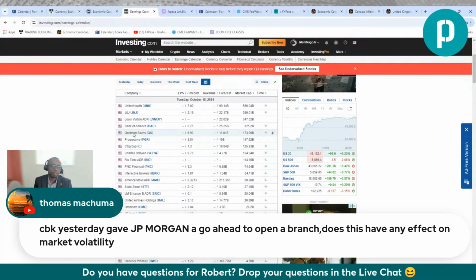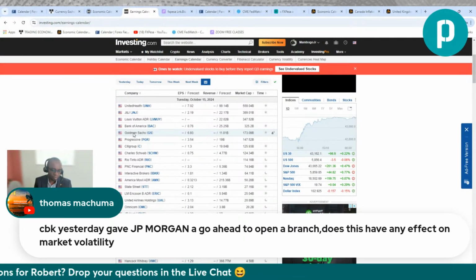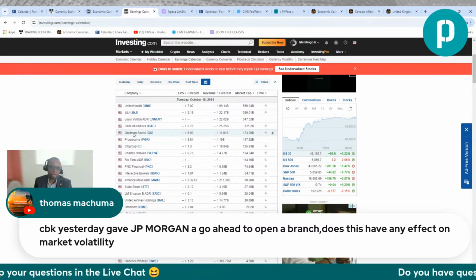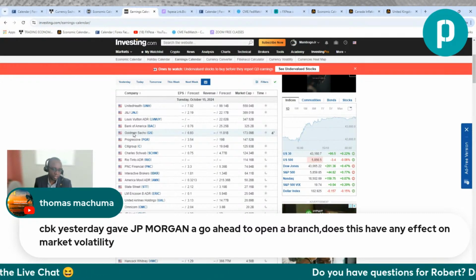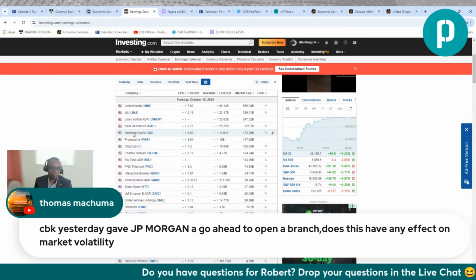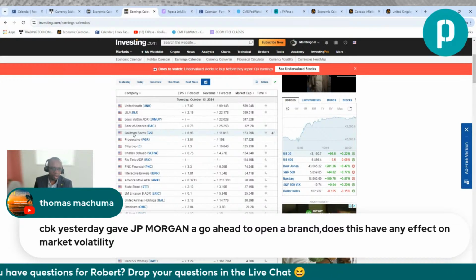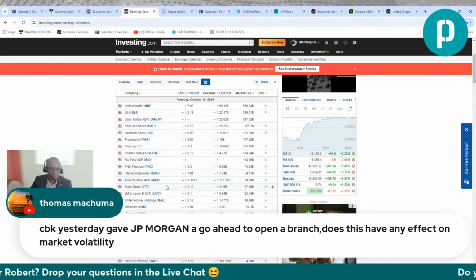So if they are good in their products, I'm not sure whether they are targeting the retail market or corporates. But then again, it's an interesting play into the Kenyan market, having the biggest bank in the US operating in Kenya. So Bank of America, we have Goldman Sachs, we also have Interactive Brokers.